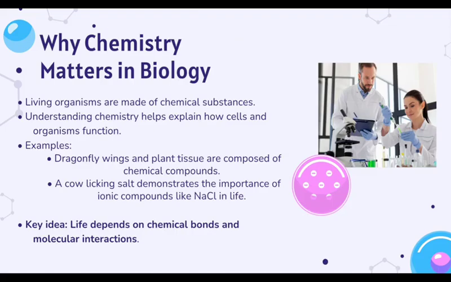For example, dragonfly wings and plant tissues are composed of chemical compounds, and a cow licking salt demonstrates the importance of ionic compounds like sodium chloride in life. So, to understand the living organism, we have to know how they are made up of chemical substances. The key idea here is that life depends on chemical bonds and molecular interactions. To understand biology, we have to have a thorough knowledge of chemical bonds and molecular interactions.